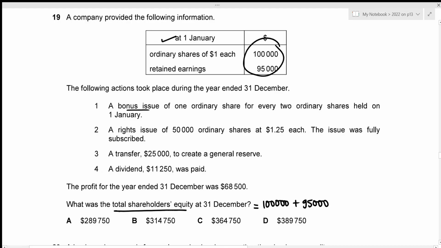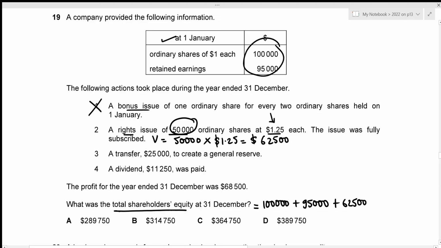Then, a bonus issue of 1 ordinary share for every 2 ordinary shares held on 1st January. Remember that a bonus issue is funded by our reserves and it does not make any difference to the total equity, so we do not need to adjust it at all. The second one we have is a rights issue of 50,000 ordinary shares at 1.25 each, and the issue was fully subscribed. So this rights issue obviously increases the value of our total equity. So let's figure out its value. That's the number of shares, 50,000, times the amount at which it was issued, which was 1.25. This gives the total value for the rights issue to be 62,500, and this needs to be added.